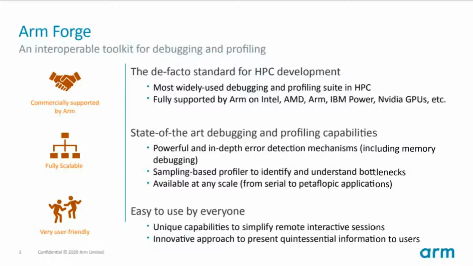So Forge is the integration of our debugger, DDT, our source code profiler, map, and our application profiler, performance reports. The tools are really focused and designed from the ground up, both user interface and architecture-wise, to be optimized for HPC applications, in particular SPMD style applications that might typically use MPI and OpenMP tools. Especially in our performance tools, we're really focused on ease of use, so anybody can pick them up.